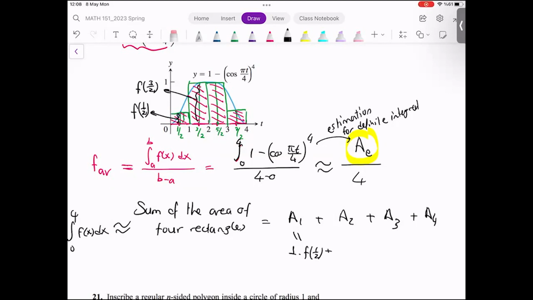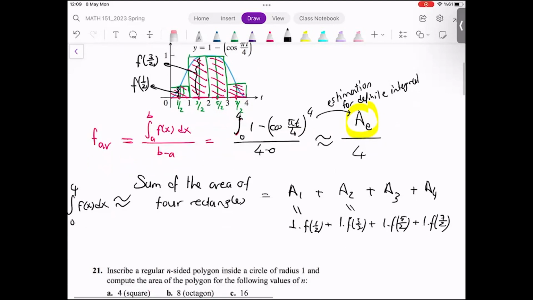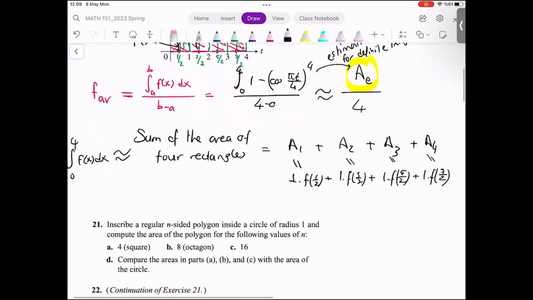The area of the second rectangle is given by base times height, 3 over 2. Similarly, 1 times 5 over 2 is the height, 1 is the base, and 7 over 2 is the height of the last rectangle. Okay, let's find out the result now.